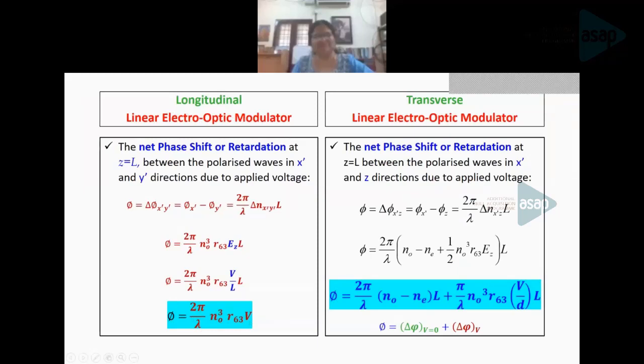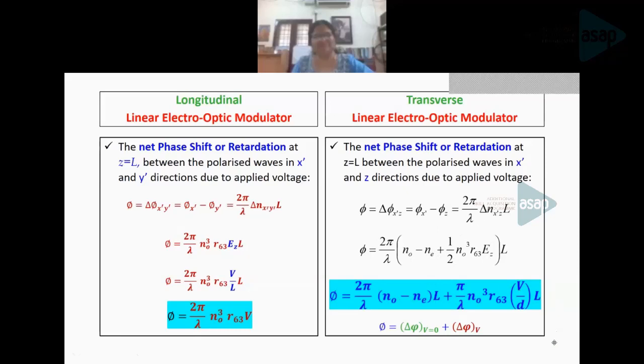But in the case of transverse electro-optic modulator, the induced phase difference is delta phi X prime minus phi Z, which is equal to 2 pi by lambda delta n X prime Z into L. So delta n X prime we already estimated in the previous slide. Just substitute that here. You will get this equation. Here you can see that there are two terms.